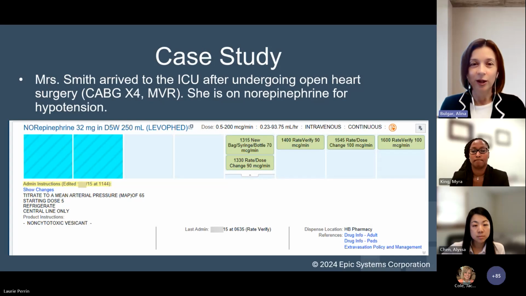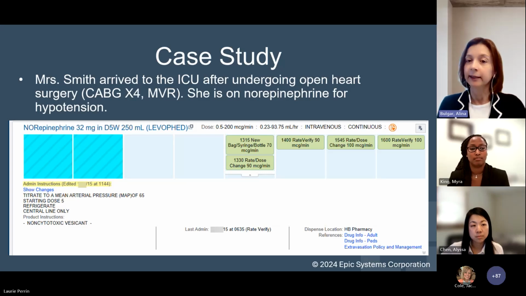So let's start off with our first case. For our case, we have a patient, Mrs. Smith, that arrived to the ICU after ongoing open heart surgery. She is actually on a norepinephrine order, titration order for hypertension that was entered into the electronic health record, as you can see in the screenshot from the slide. So my first question to you is this titration order compliant?